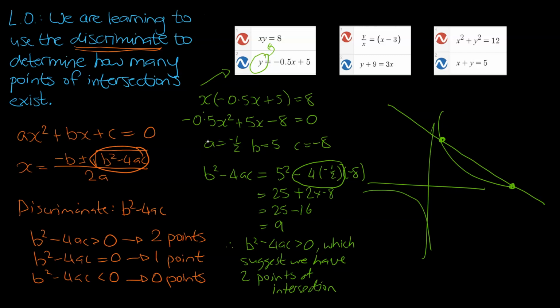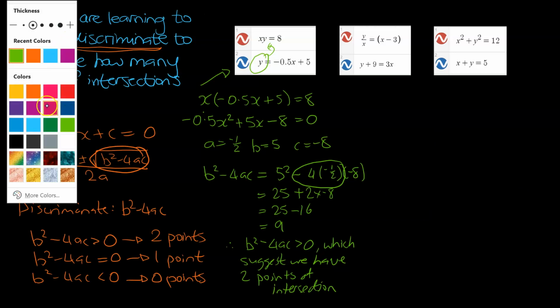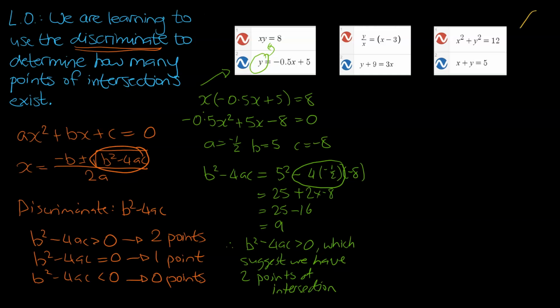So if you haven't got this example down, please pause the video and get it down. What I'm going to do is clear that last graph. We're going to move on to the third one with a different pen color, so we'll use yellow. Let's see what that comes out to, and then we'll finish off with our middle set of equations as well.